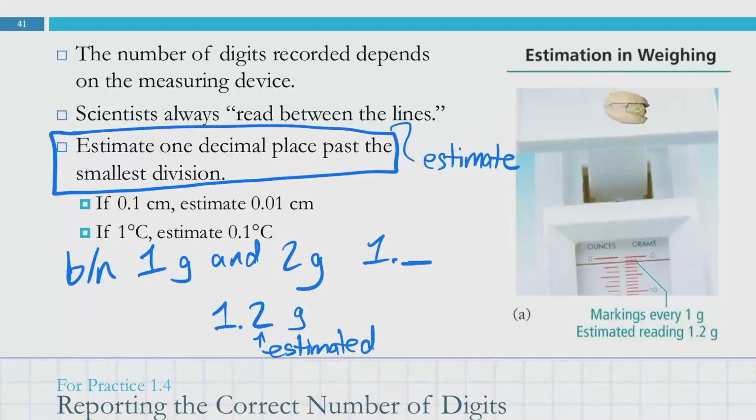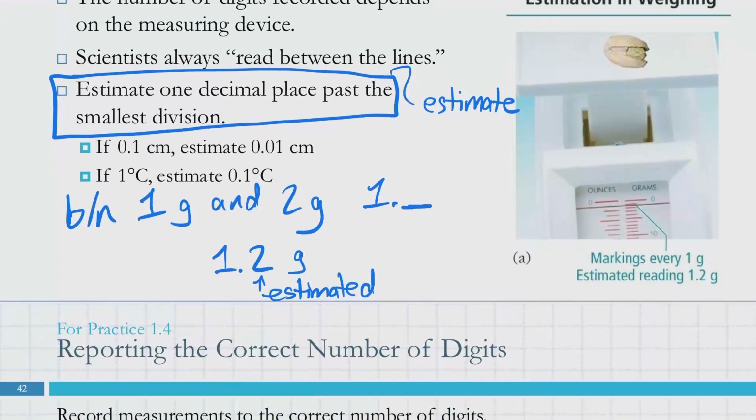This is for analog, so like the clock in the back of the room, an analog clock. For digital, we don't have to do any estimating. We just take the numbers that we're given from whatever scale or clock or what have you.